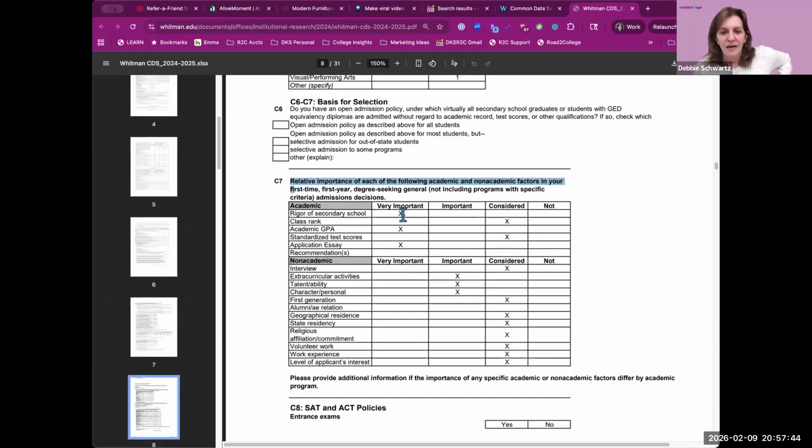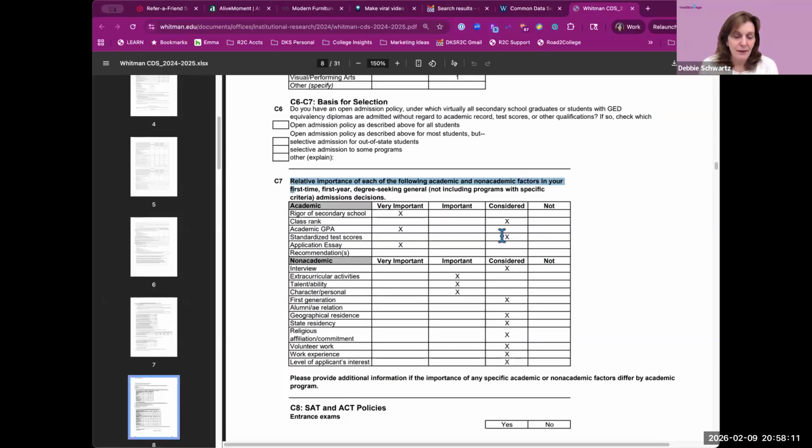Class rank, I have seen more and more, colleges just aren't relying on it. You can see here, it's considered. Honestly, in that considered section, this is not as important, but they say, okay, maybe they might look at it, so they're listing it as considered. And then standardized tests.